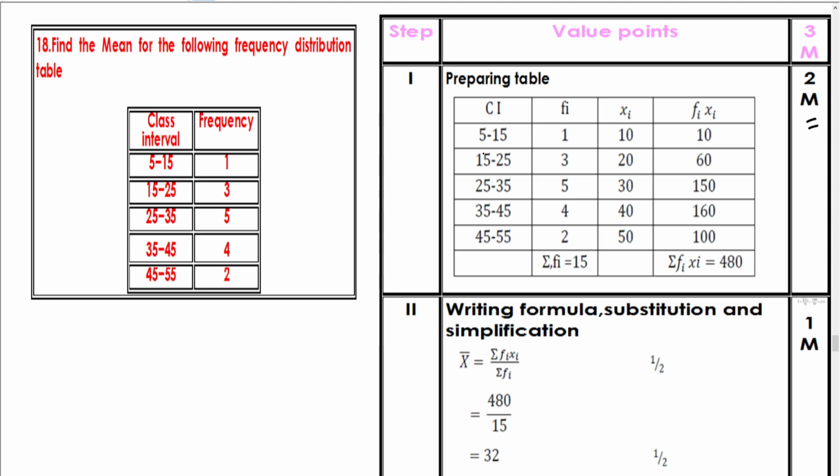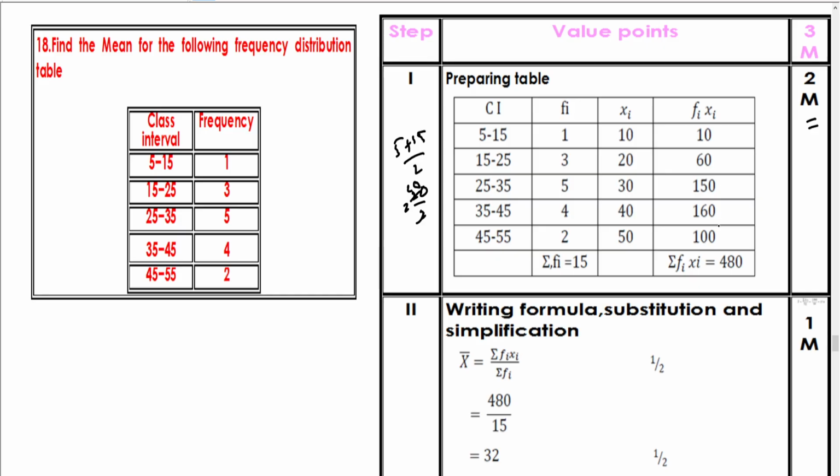5 to 15. What is the class height? Class height is 10. Midpoint will be 5 plus 15 divided by 2. You get 20 upon 2. 2 ones are 2, 2 tens are 20. Therefore, midpoint will be 10. Next, you need not calculate. Go on adding the class height: 20, 30, 40, 50. Take the product of Fi, Xi.